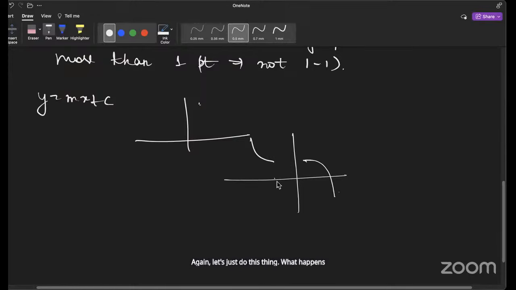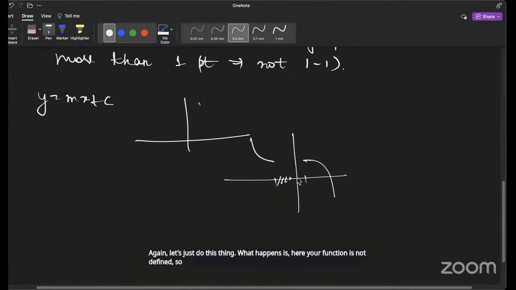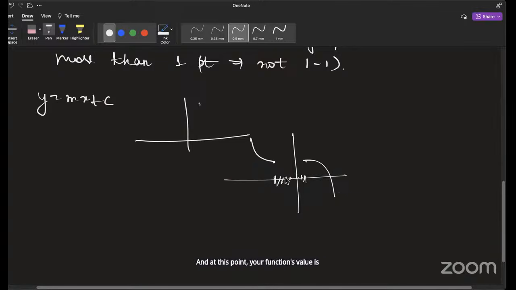What happens is, here your function is not defined, so this part is not in the domain. And at this point, your function's value is this, which is the same as this one, right? At this point, your function's value is again the same. So if you draw a horizontal line here, it cuts the graph at 2 points, right? One at this one and the other one at this one. That's why it's not 1-1. I got it, ma'am. Thank you.